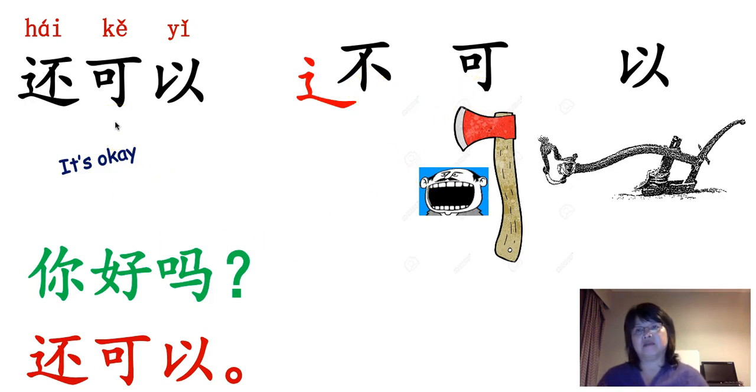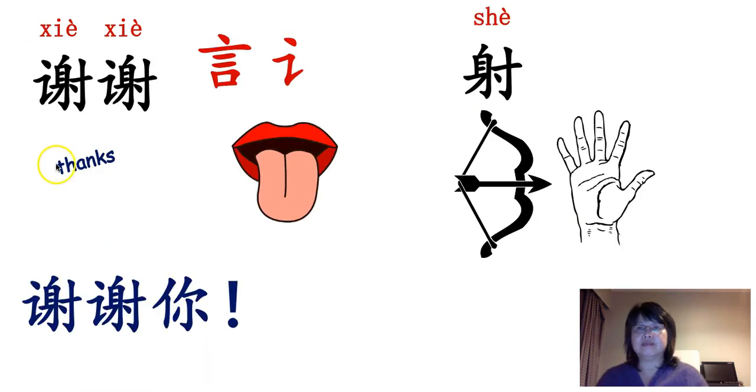But it depends on who is saying it and when you're saying it. That means it's okay, or I'm okay. For example, 你好吗? 还可以. Here 还可以 means I am okay. Now say after me. 你好吗? 还可以, 还可以. 谢谢, 谢谢. Two words together just mean thanks.